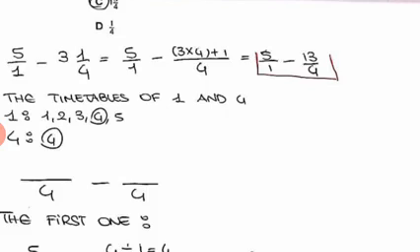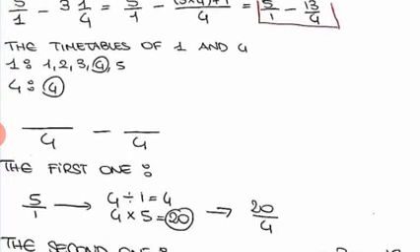So 3 times 4 equals 12, plus 1 equals 13. So the problem becomes 5 over 1 minus 13 over 4. We write the times table of 1 and 4. 1 is 1, 2, 3, 4, 5. 4 is 4. So the smallest number in common is 4.